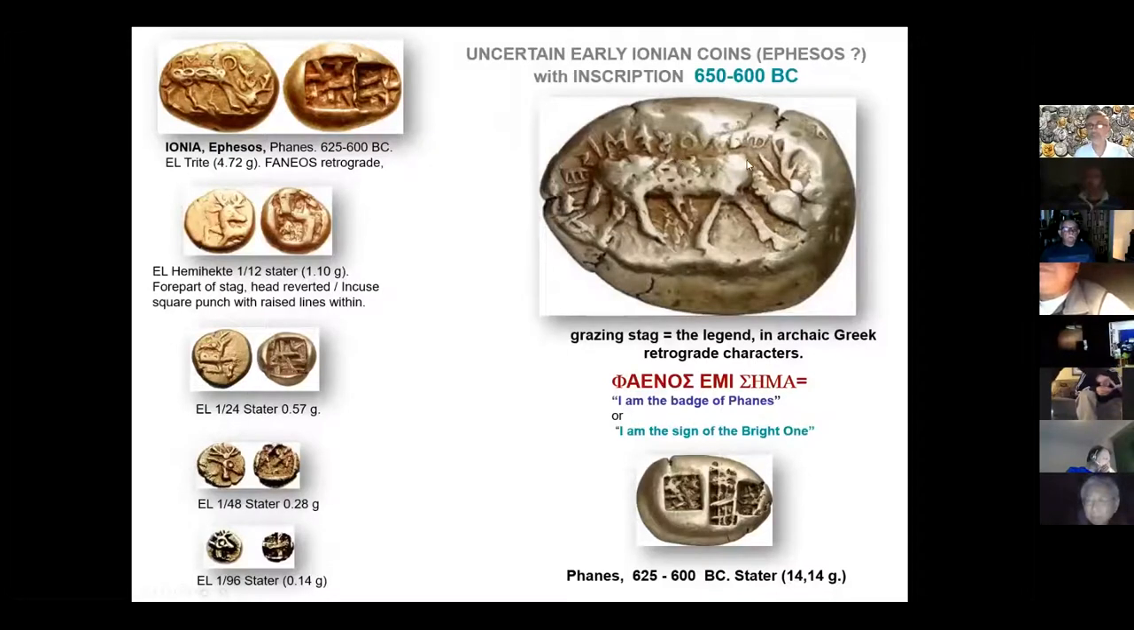It's retrograde. So it is Phanos, Phanos, emi sema. So apparently it has two meanings. Either I am the badge of Phanos, Phanos is a name, or I am the sign of the bright one. So the bright one, of course, is Artemis. I'm sure you will know the important cult of Artemis at Ephesus.